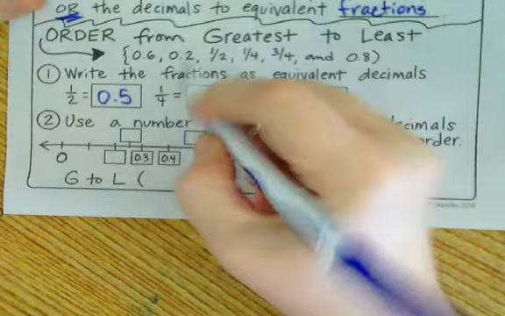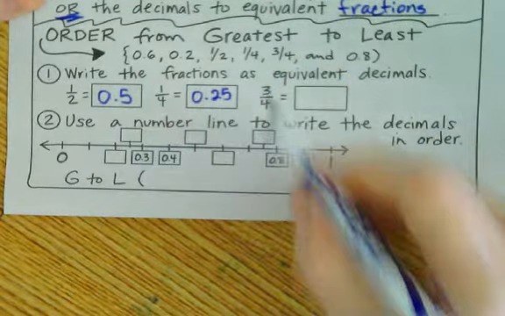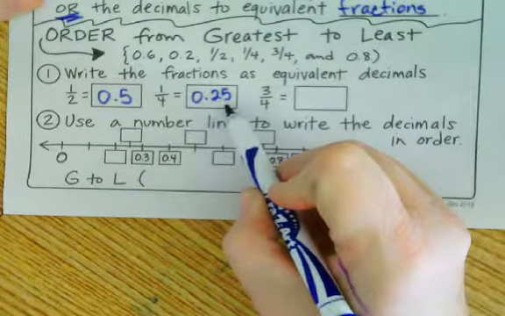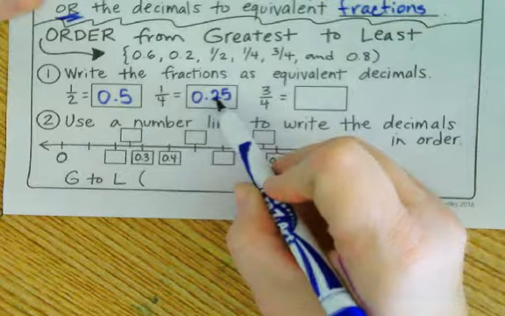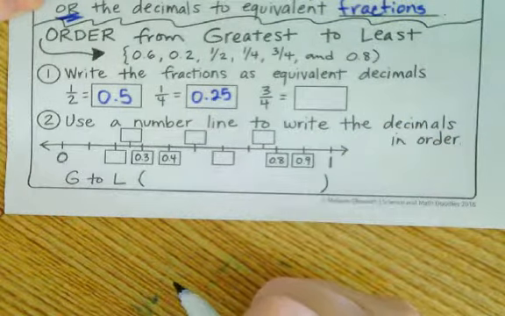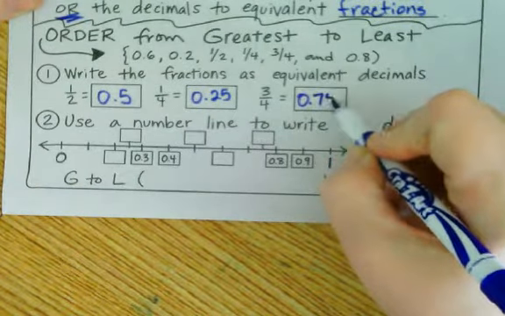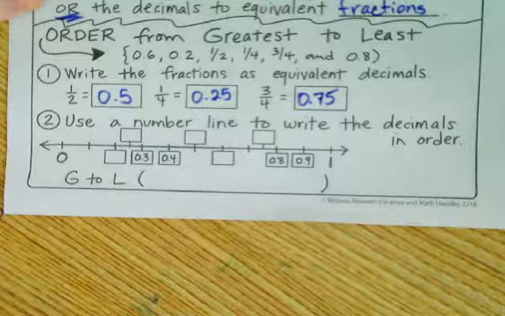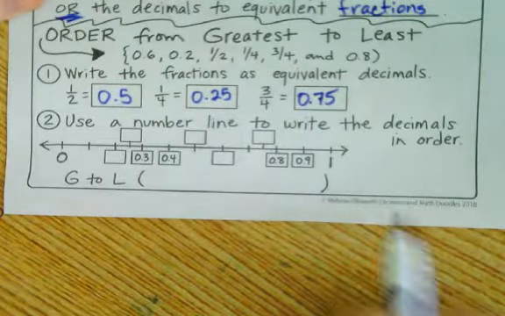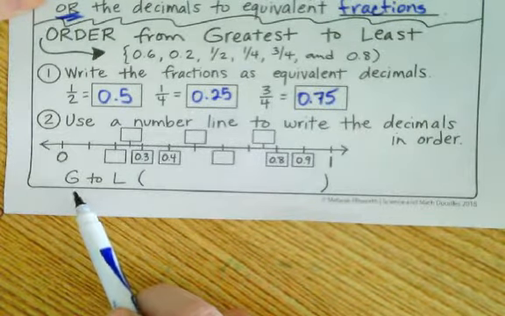1/4 we know is 0.25. And 3/4, well, if 1/4 is 0.25, because it's like a quarter, what would 3/4 be? Yep, 75 cents. There we go. Now, we can put them all on a number line, and then once they're on the number line, we can write them in order from biggest to smallest.